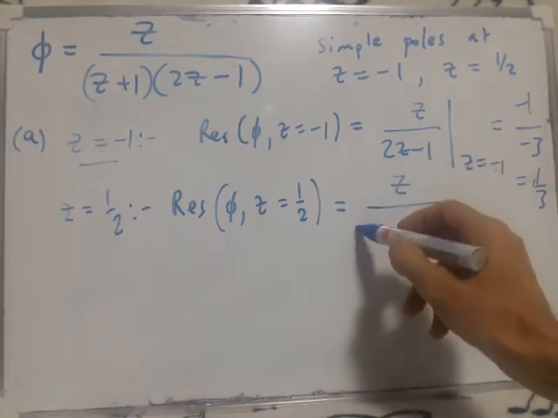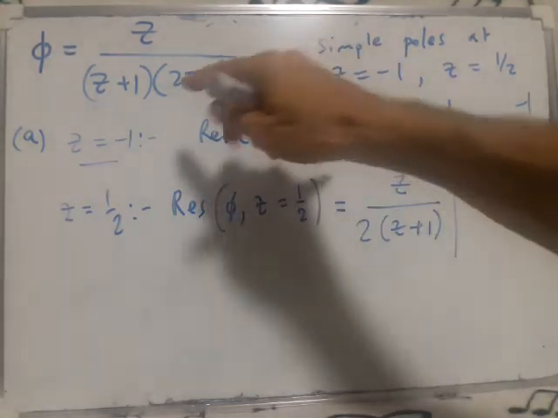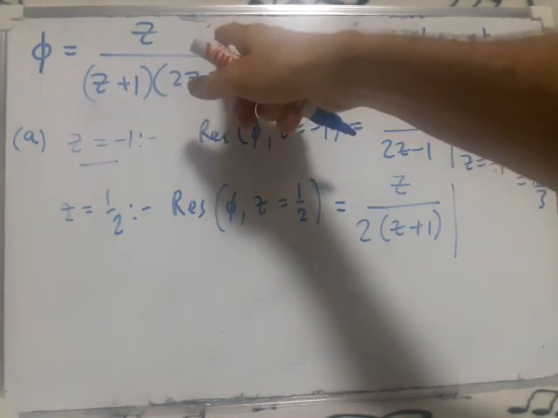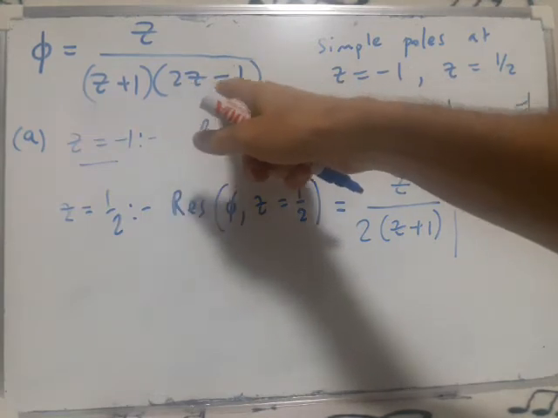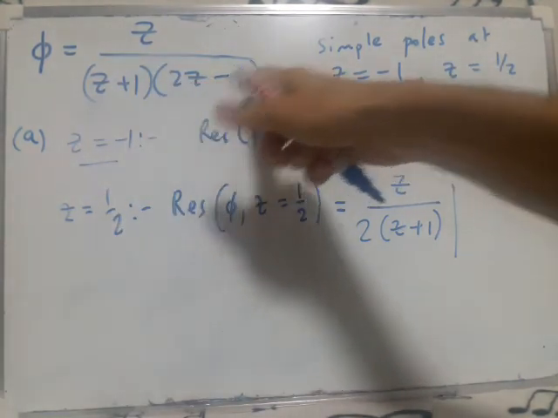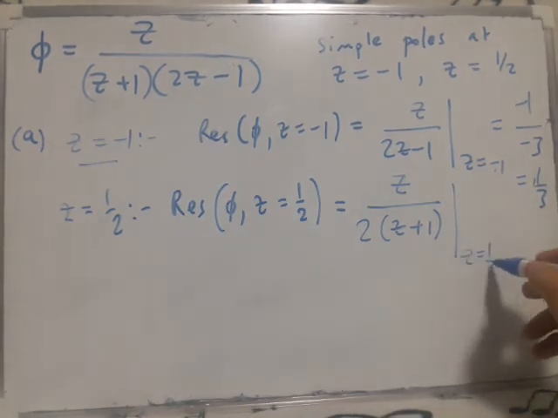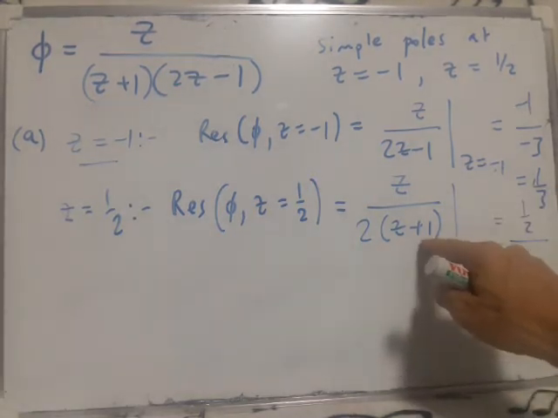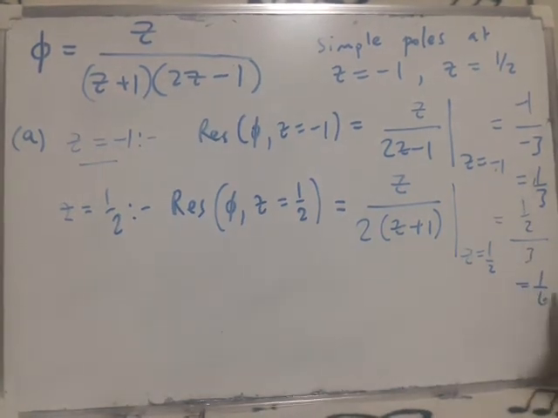So I end up with 2 times z plus 1 left over on the bottom. So this 2 comes from, I'm multiplying by z minus a half, and I can only cancel this if I take out a factor of 2, then I've got z minus a half. Okay, so that's where the factor of 2 comes from. So if I evaluate it at z equals a half, that gives me 1/2 divided by 2 times 3/2, which is 1/6.